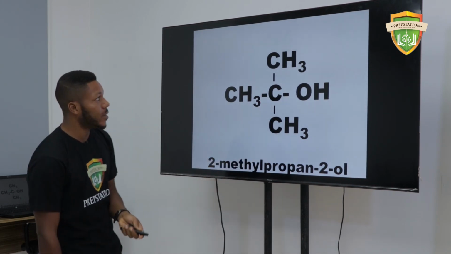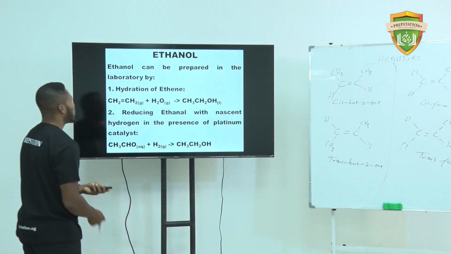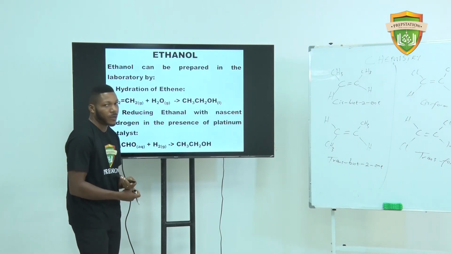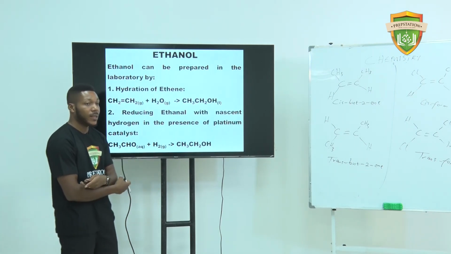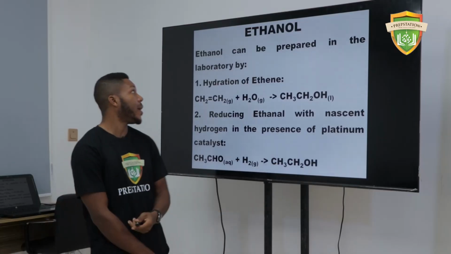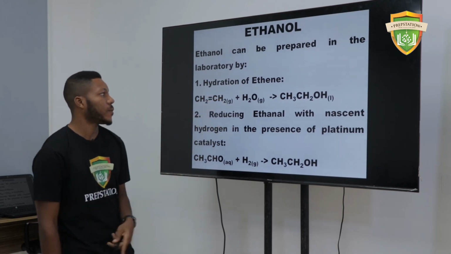2-methyl-propan-2-ol. An example of what? Tertiary alcohol. Okay. Then let's take the first member of the alkanol, which is ethanol, because they have the same chemical properties, the same mode of preparation, because they belong to the what? The same homologous series.